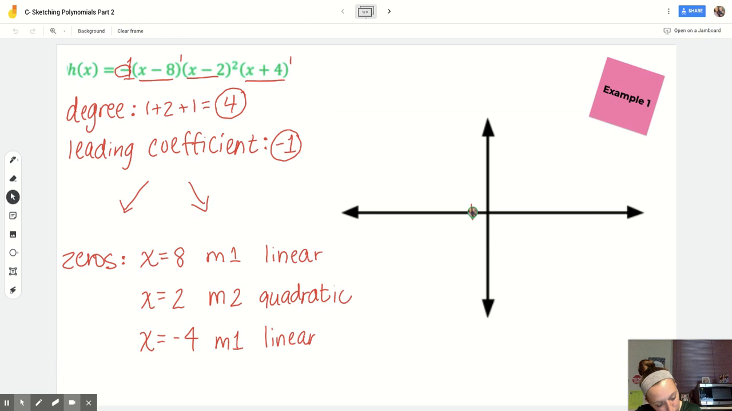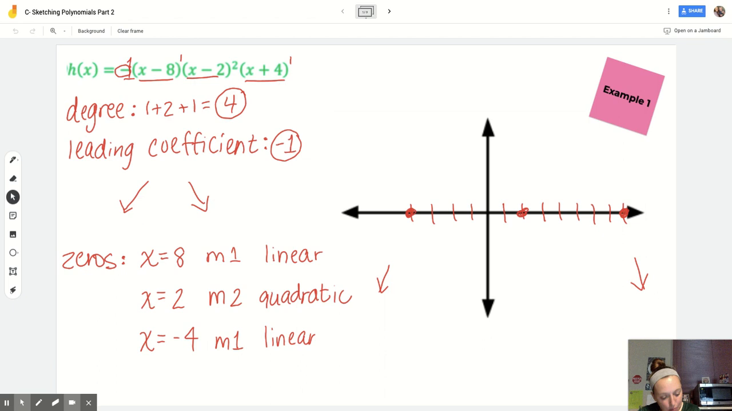So I'm going to go to where x is -4. There's one of my zeros. Go to where x is 2. There's my other 0. 5, 6, 7, 8. And there's my third 0. I know the end behavior. Both ends are going to be down. And then I'm just going to work my way from left to right.